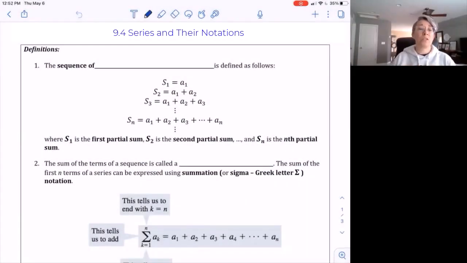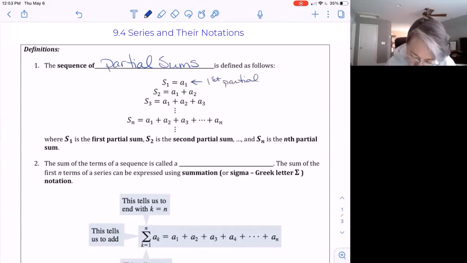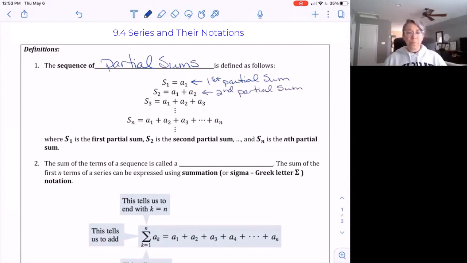Series and their notations. So here's a definition. The sequence of what we call partial sums is defined as basically adding up all the terms in a sequence. So capital S sub 1 would just be the first partial sum, or just the first term by itself. Capital S sub 2 means that we've added the first two terms, called the second partial sum, and so forth.